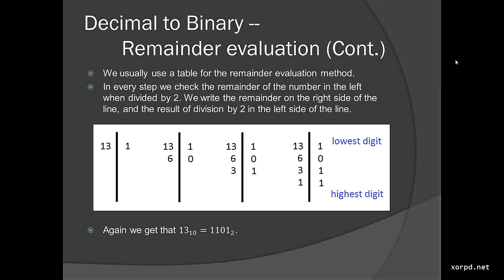Let's look at how to do it in a systematic way, because this method is pretty important. You are probably going to use it in one way or another. So it's important to know how to do it and even how to do it fast. We will usually use some kind of table to invoke this method. In every step, we check the remainder of the number on the left when divided by 2. We then write the remainder on the right side of the line and the result of division by 2 on the left side of the line.